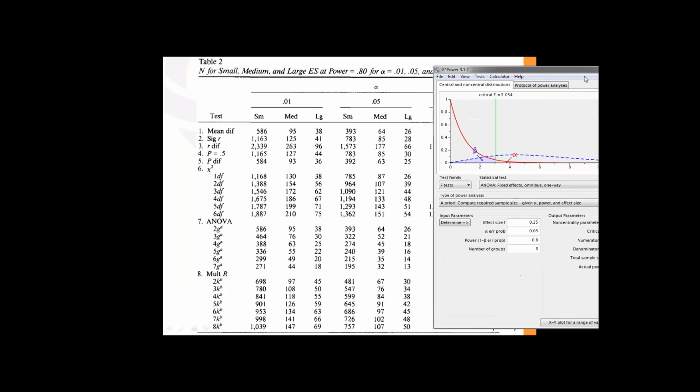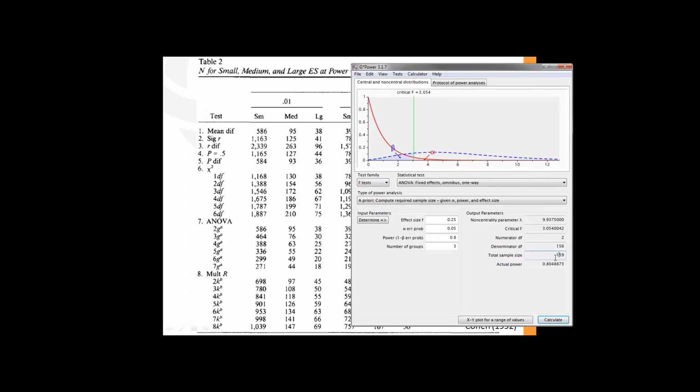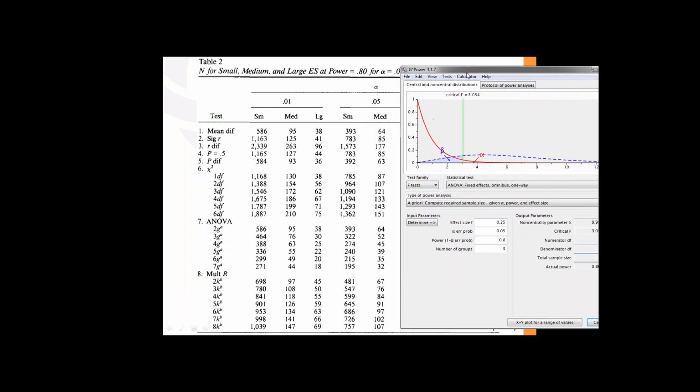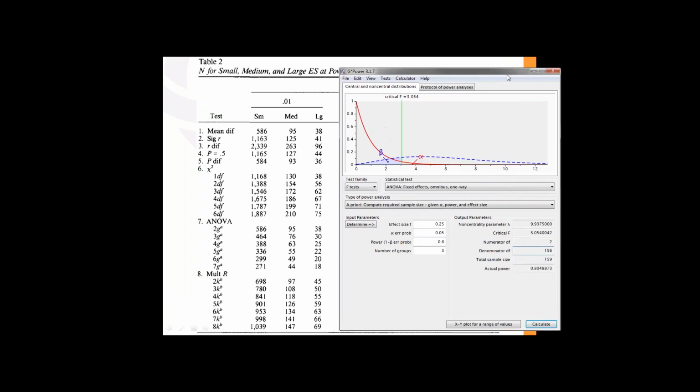Now, okay, how does that jive? I thought that with 3 groups and a medium effect size, I need 52 participants. Well, that's the trick: Cohen tells you how many per group, right? What GPower does is it tells you total. So in fact, if we say 52 times 3, we get 156. And you have to add 3 because of what are called degrees of freedom. But anyway, you see that it's 156 here. So it checks out.